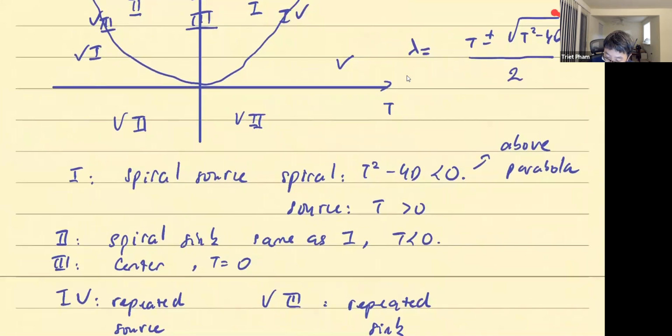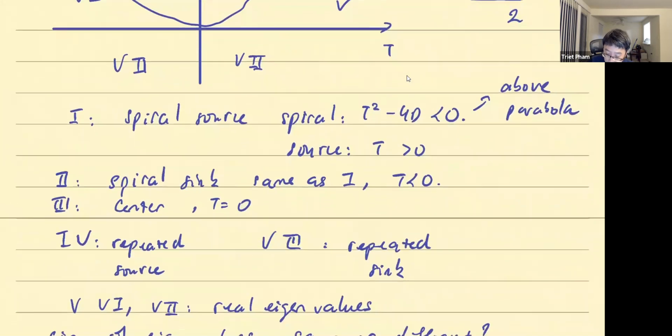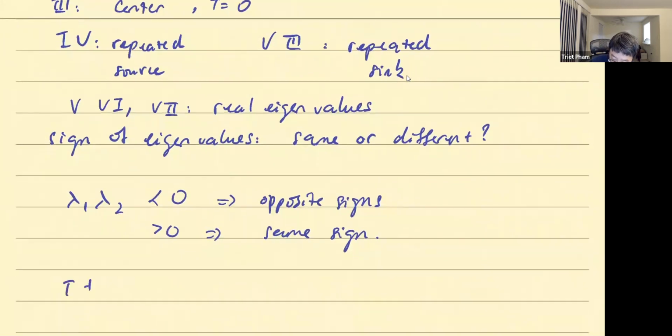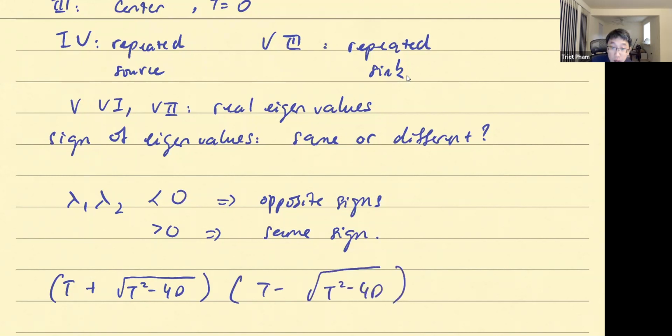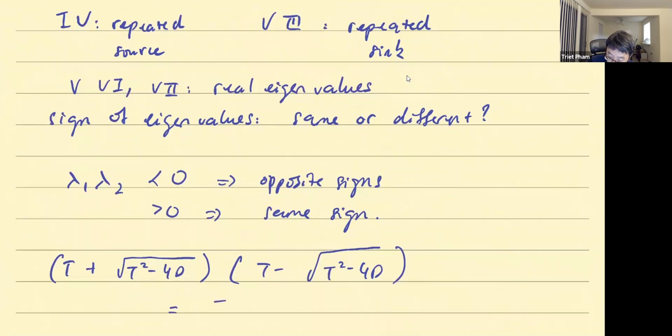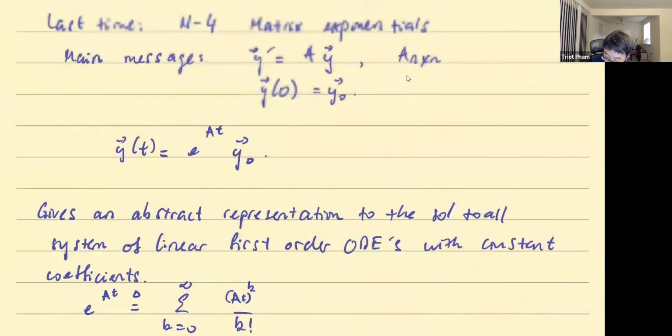Now, what's the product of the two? The product of the two is the product of these two guys. So that will be t plus square root of t squared minus 4d times t minus the square root. Ignore the 2. But you see this is t squared minus t squared minus 4d.